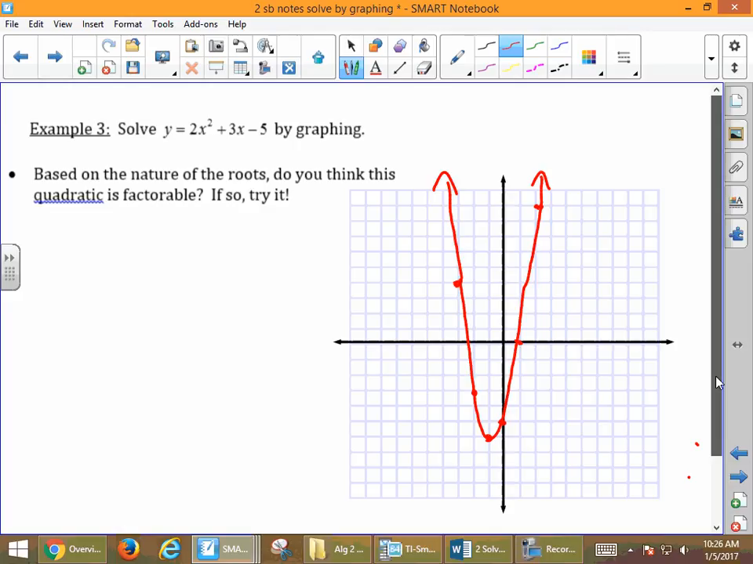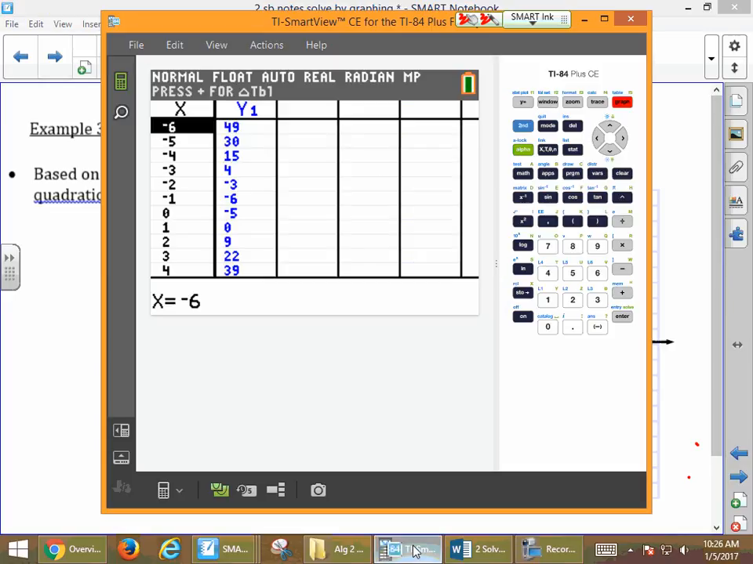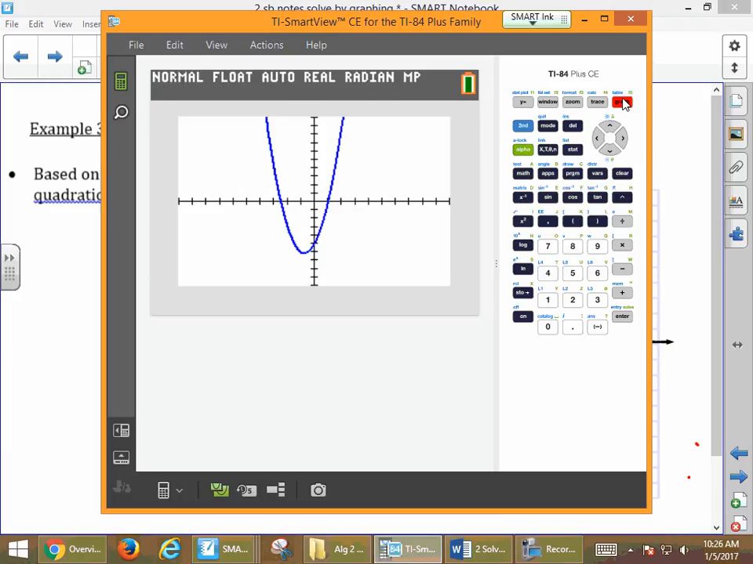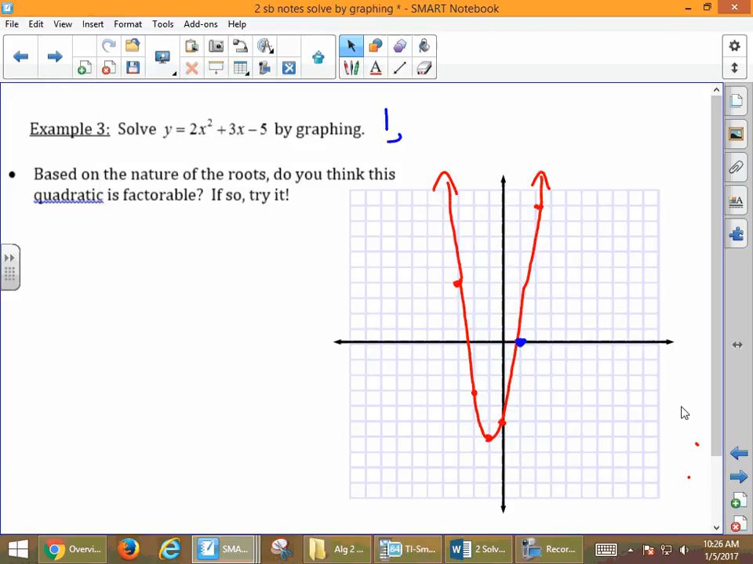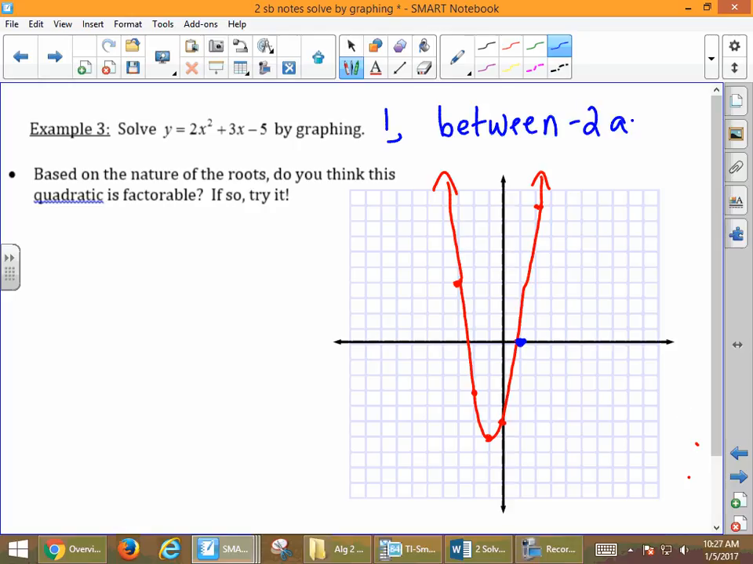Well, my picture's ugly, but from the table I saw that value. One of our answers is going to be 1. The other root, and I'm going to check it on the screen because my picture's not that great, but if we go back to the picture on the screen, what I see is that we have another root between negative 2 and negative 3. But because we can identify 1, I think that we can factor it.